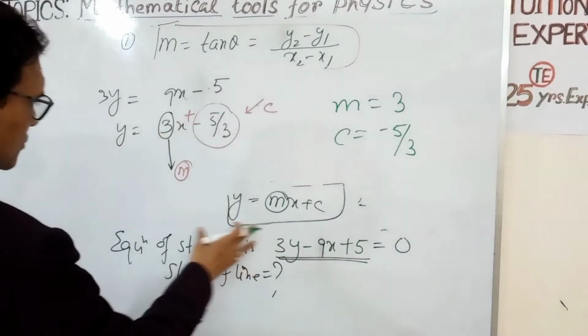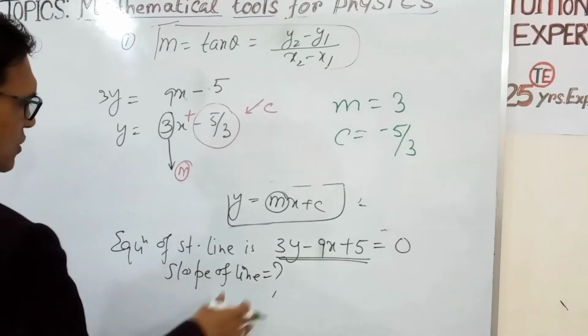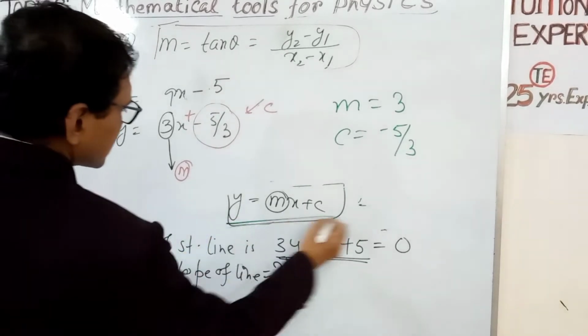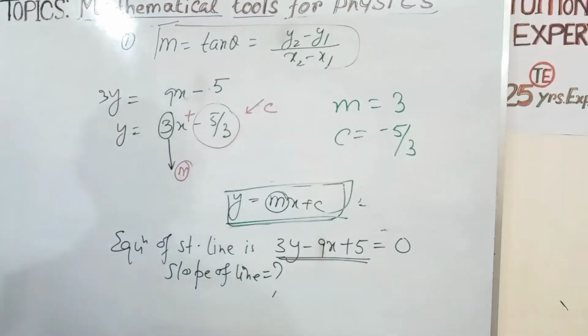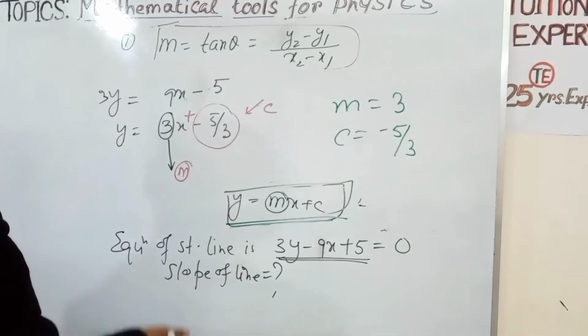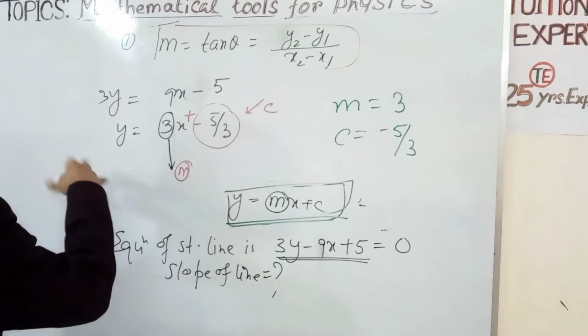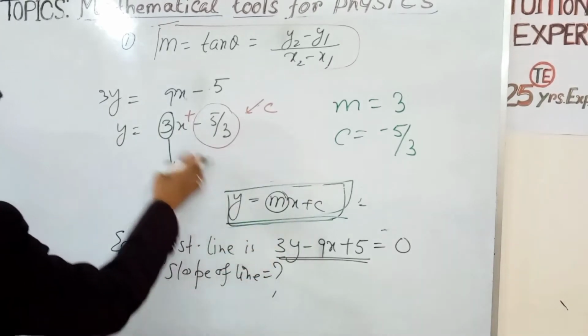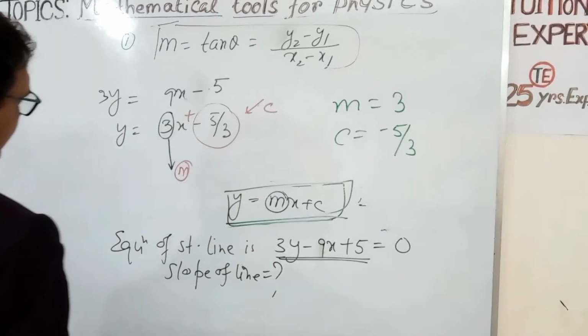So to find the slope of a line from the equation, we use this equation. So we express y in terms of x. Then the coefficient of x will be the slope of the line.